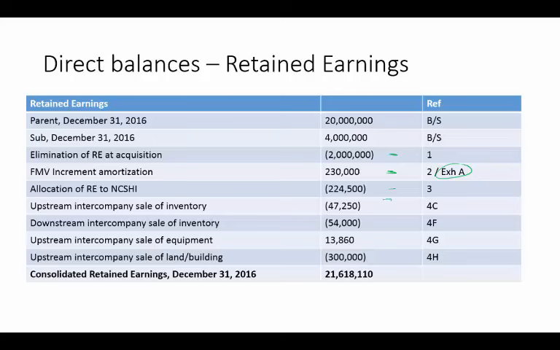We had 2 intercompany sales of inventory that impacted our ending retained earnings, and both of our capital asset sales impacted ending retained earnings, to bring us to consolidated retained earnings at December 31st, 2016 of $21,618,110. That's all of our required, and this concludes this video on consolidation.